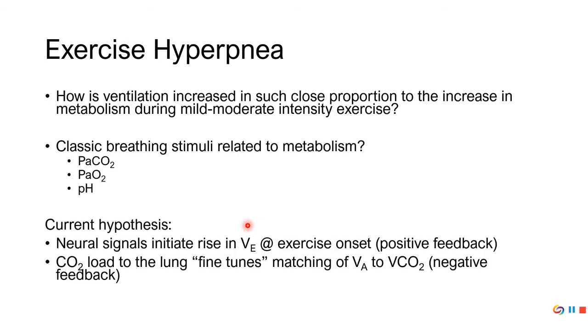And so what we think happens is before you exercise, your brain talks to your brain and says, hey, we're going to be exercising, so we need to breathe more to compensate for this. Once you start exercising, based on the amount of CO2 you're producing, you fine tune and you match so your alveolar ventilation is such that you're getting rid of as much CO2 as you're producing. So we've got a positive feedback loop component and a negative feedback loop component. Okay, but during hyperpnea, your CO2 stays constant, even though your ventilation's increasing.